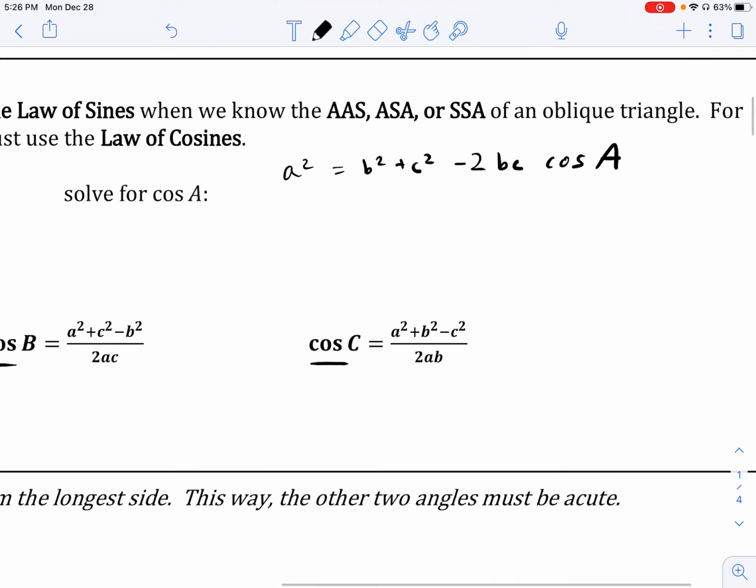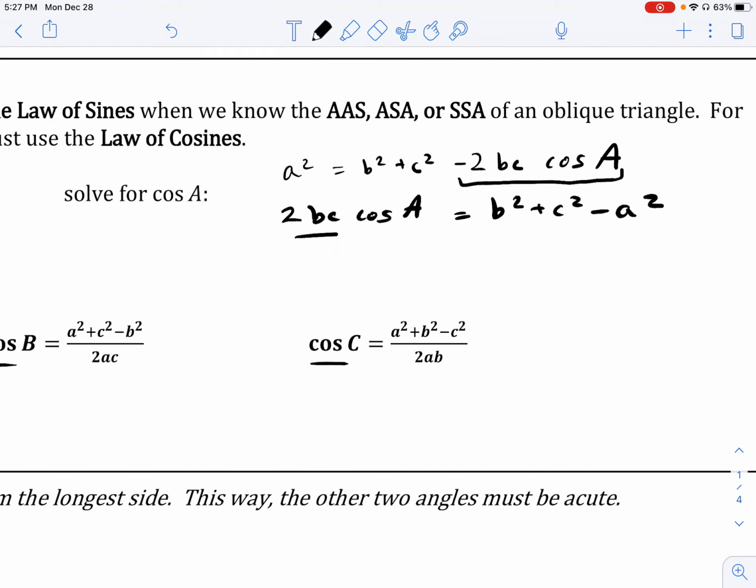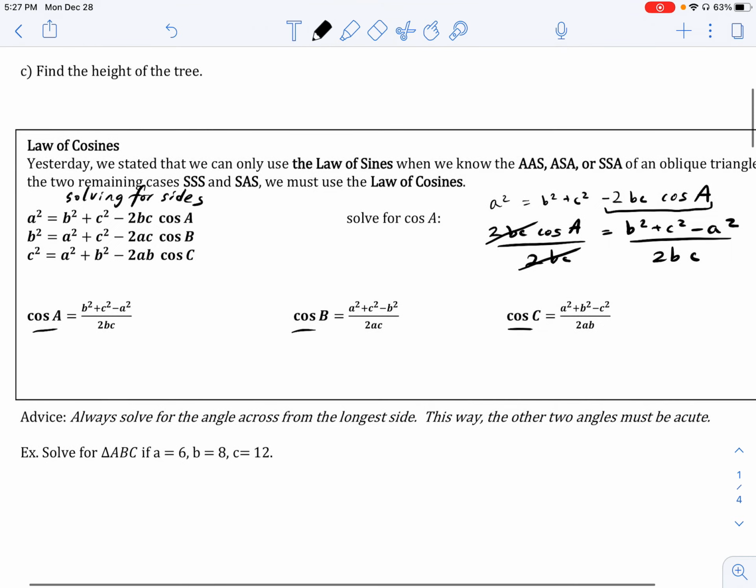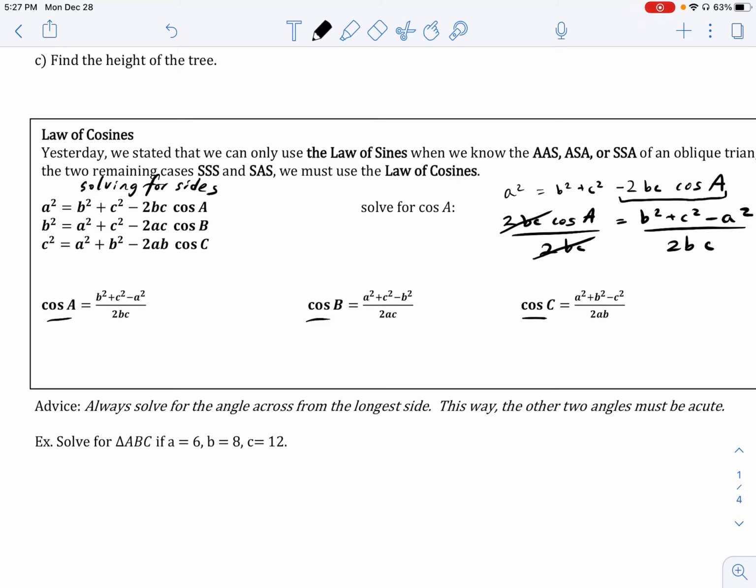So just really quickly, if I wanted to find a way to isolate cosine of A, let me just move these negative terms over to the other side. So I'm just going to write this as 2bc cosine of A, which is equal to b squared plus c squared minus a squared. And then I want to divide everything by 2bc. So these divide out with one another. Cosine of A is equal to b squared plus c squared minus a squared over 2bc. That's exactly what we have written there. So again, don't worry too much about trying to memorize a brand new formula. You can always try to just solve for cosine of A, and you should have this.